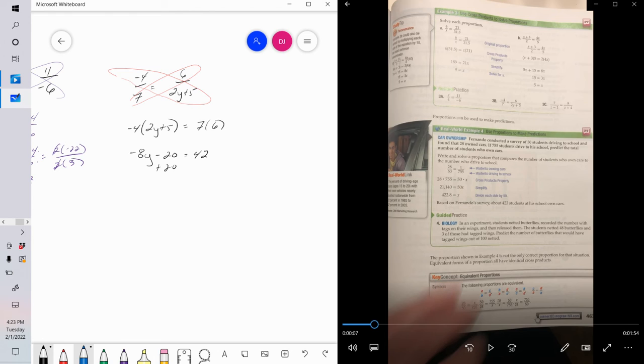I'm going to add 20 to both sides. So negative 8y is equal to 62. Divide by negative 8. And y is going to be negative 62 over 8. And negative 2 will divide into each of those. So I get negative 31/4.